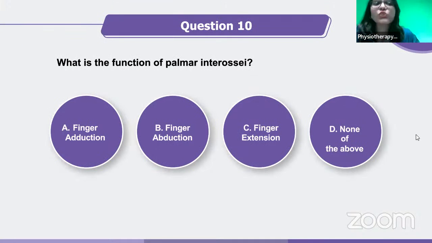Question number 10. Last question, guys. What is the function of palmar interossei? So we know that there are two interossei. One is palmar interossei, one is dorsal interossei. Palmar interossei are the interossei present on the anterior aspect, dorsal interossei on the dorsal aspect. They take their origin from the metacarpal bones. Okay, I will show you an image. In that image, you will understand everything.